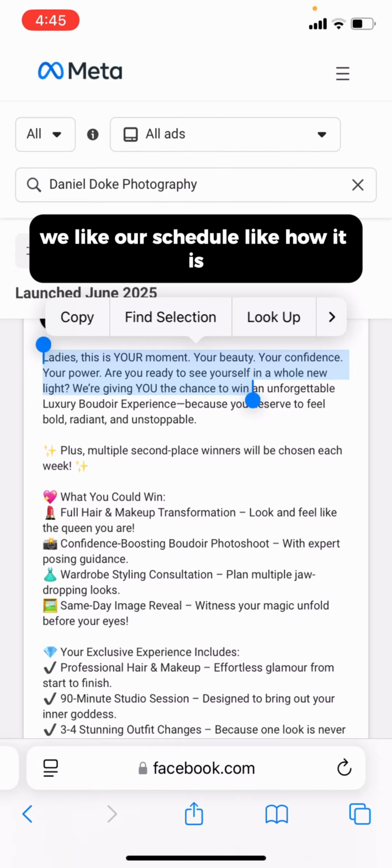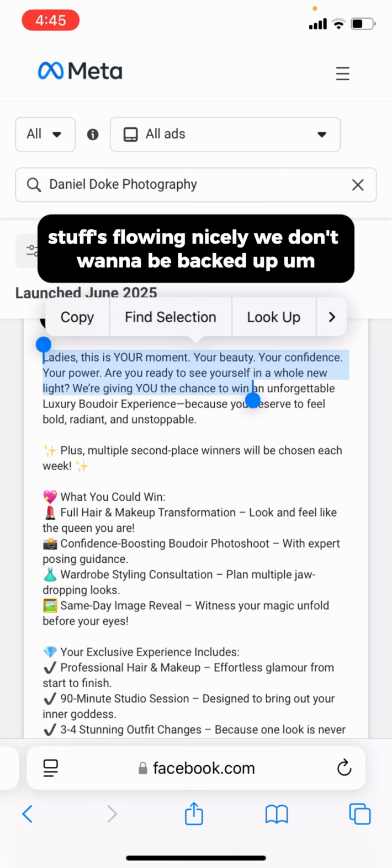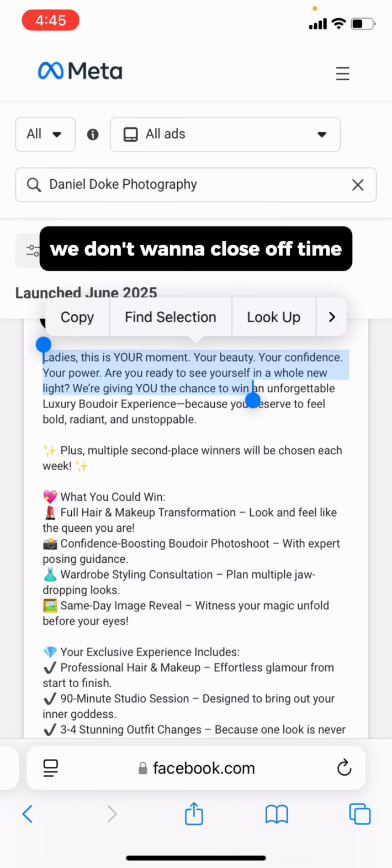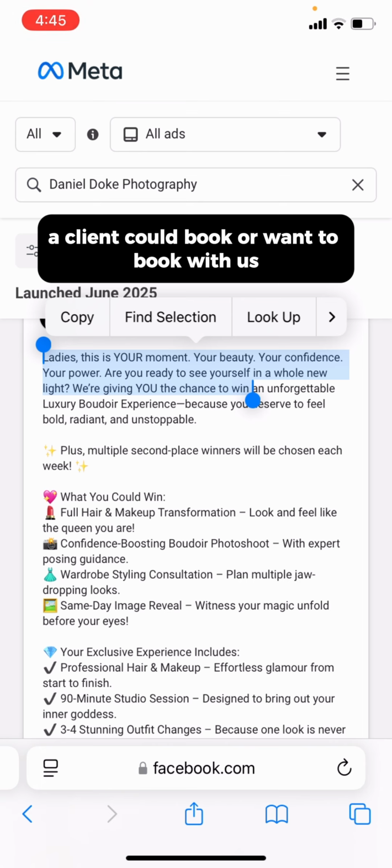Really in the flow state. We like our schedule, like how it is. Stuff's flowing nicely. We don't want to be backed up. We don't want to close off time a client could book or want to book with us.